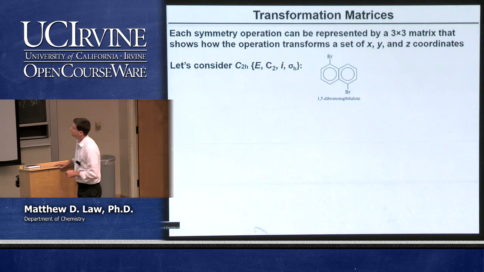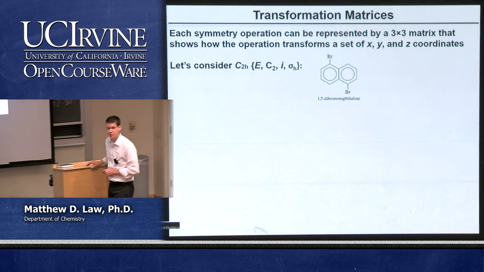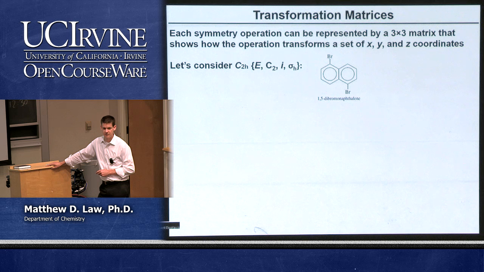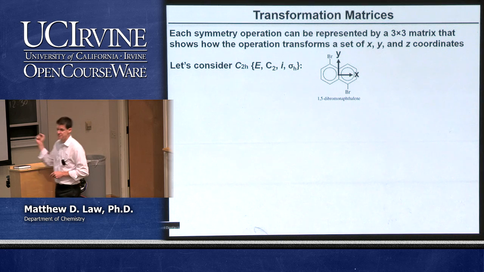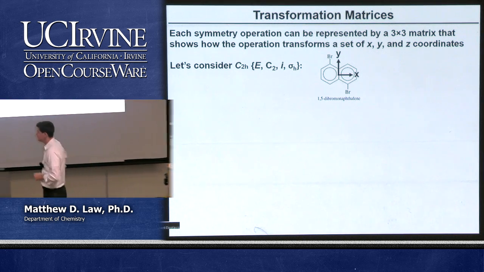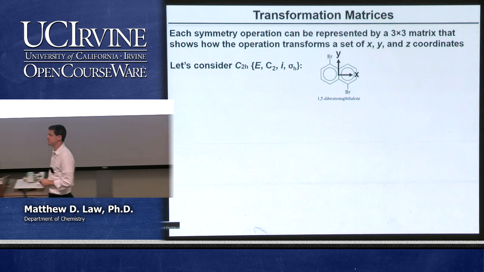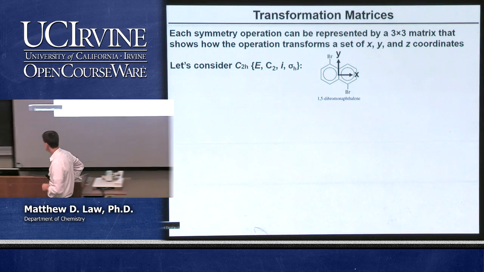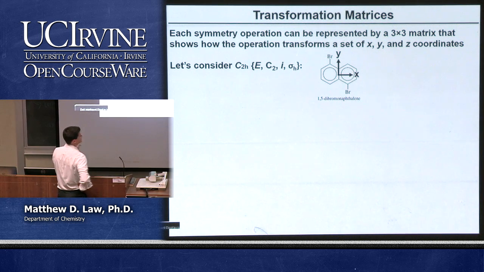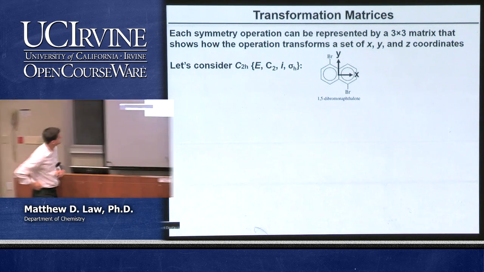Okay? Let's assign coordinates, x, y, z coordinates to this molecule. The convention is always to put the principal axis as the z-axis, and then you can put the x and y as the molecular plane. Okay, that's the convention that we will follow. The z-axis is coming out at you, right? Okay. Let's develop transformation matrices, 3 by 3 matrices for each of the symmetry operations in this point group. We have identity, C2, inversion, and the horizontal mirror plane.